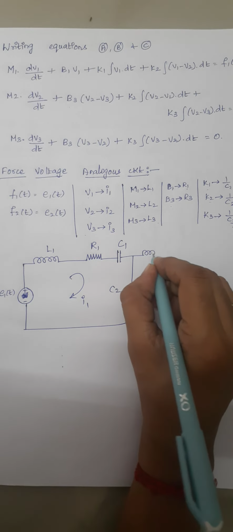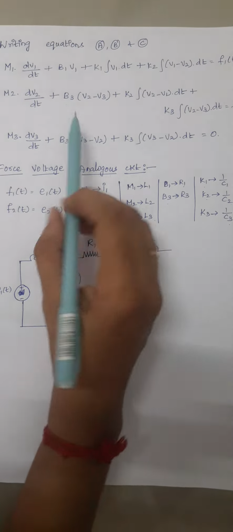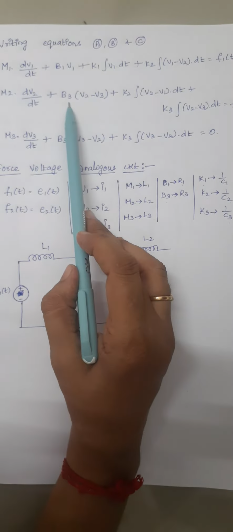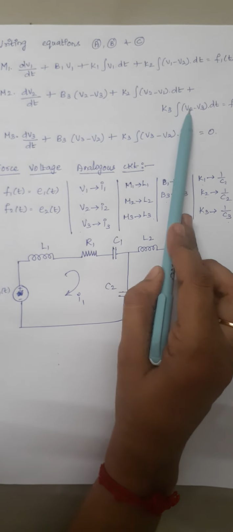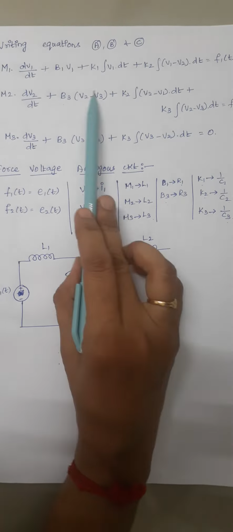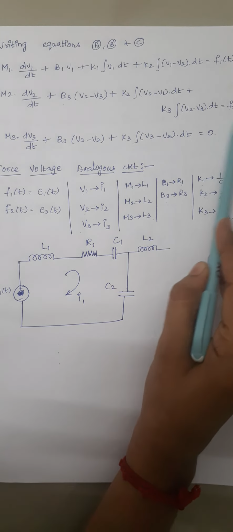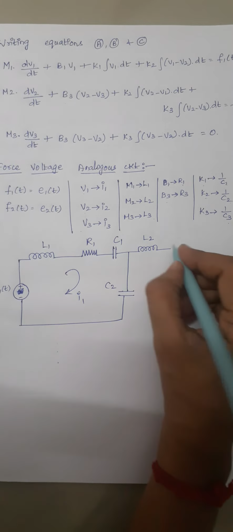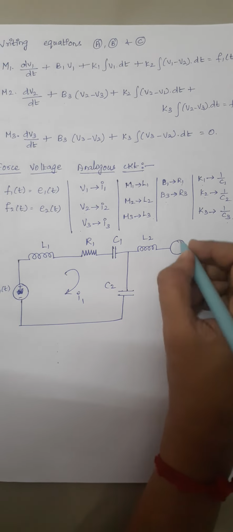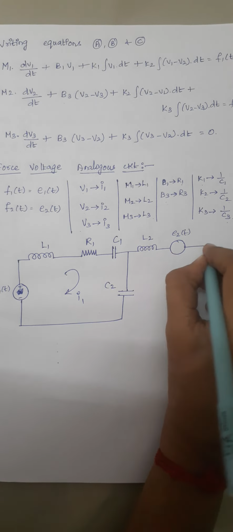So just draw an inductor here. It is your L2, right? And the next one is, we are having common elements, right? V2, V3, V2, V1, V2, V3. Okay, these are all common elements, so just leave it. And again we are having a F2 of t, and this F2 of t should be represented as another voltage source. So just draw another voltage source. This is nothing but your E2 of t, right?